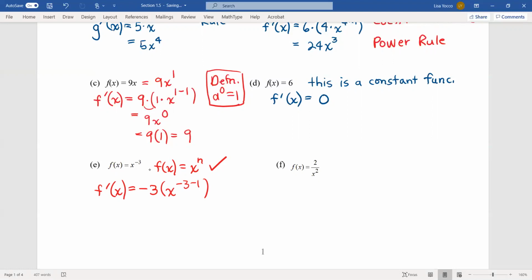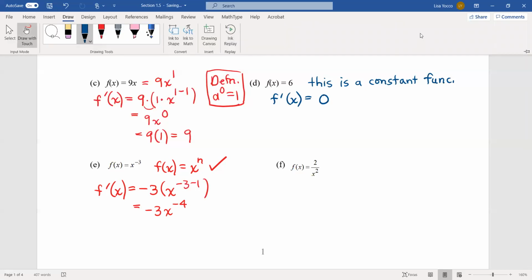All right. So if I actually subtract 1, -3 minus 1 is -4, and that's going to be the answer. Okay, that's it.